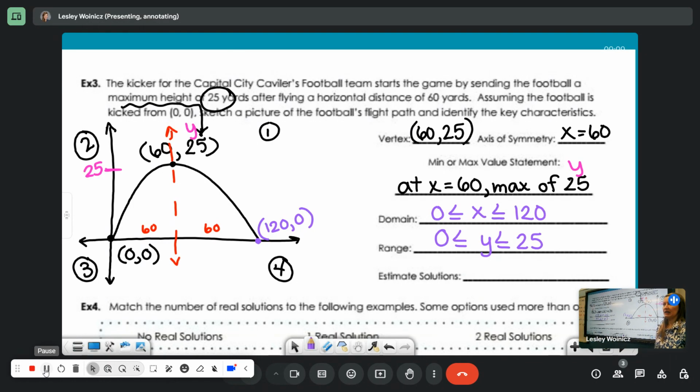Okay, check yours with mine. Okay, solutions. Good. X coordinates of the x-intercepts. So this 0 and that 120.